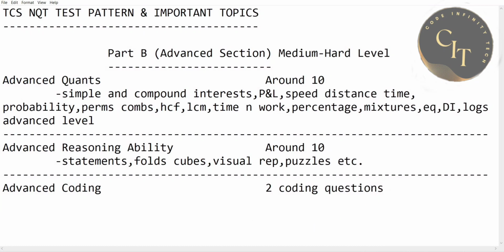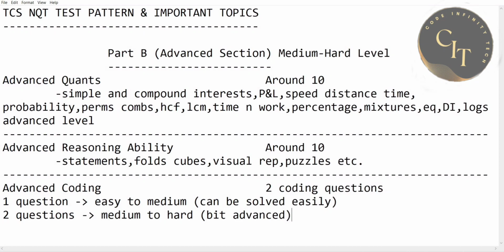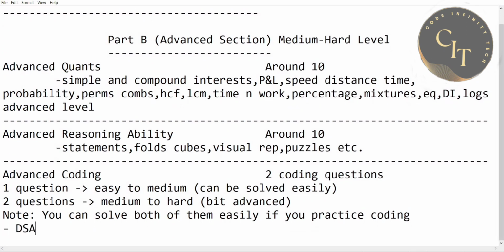And then finally the advanced coding round. We already discussed this coding round. There will be two questions. One question will be of easy to medium level, and the other will be of medium to hard level. For us there was a timer for each question in the coding section also. The first question will have less time than the second question, because the first question is easy to medium level. I will update you once I get confirmation about this year's pattern. I will update the timings.